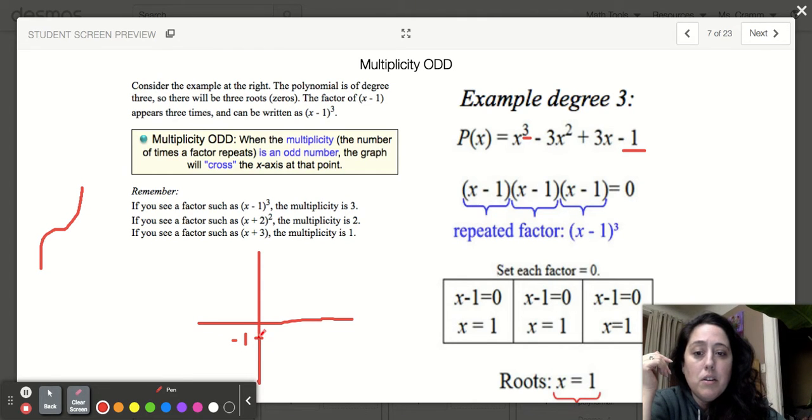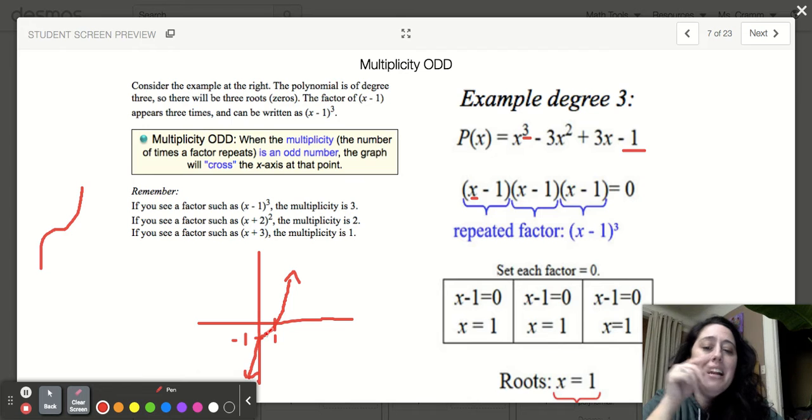I know that it goes through here, and this 0 would have to be at +1, because 1 minus 1 would make that a 0. So here's 1. I'm going to be coming up here. I know it goes through the y-axis at -1. I'm going to kind of squiggle over, and there we go.